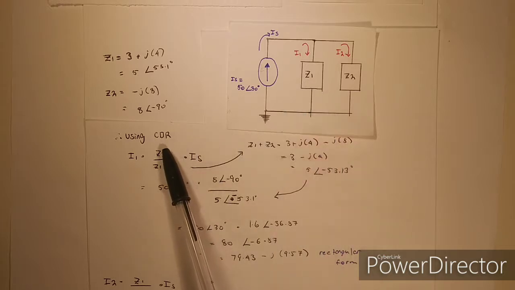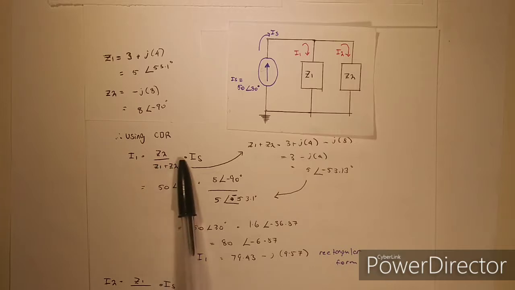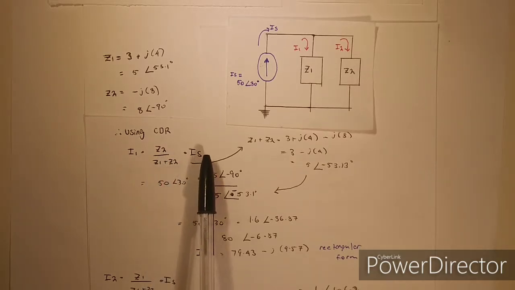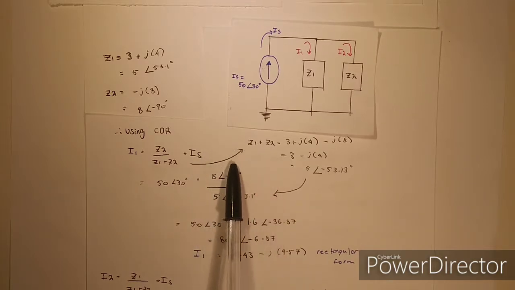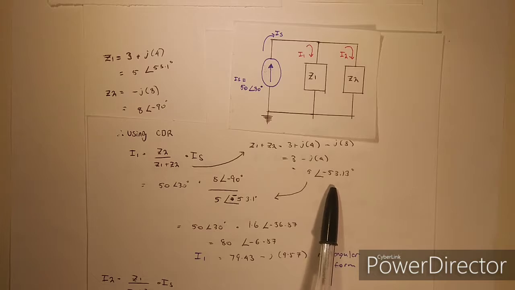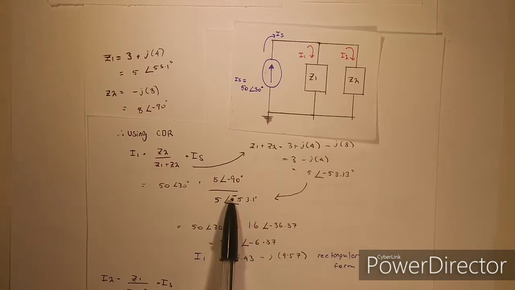Now we can use the regular current dividing rule to find the value for I1. So that is the opposite impedance over the sum of the two impedances times IS. Now you do Z1 plus Z2 over here. You get 5 with an angle of negative 53.13. Put it back in the equation and you get I1 is equal to 79.43 minus j9.57 in rectangular form.